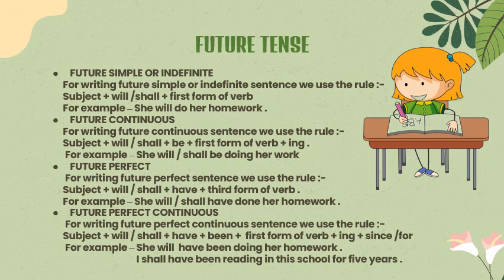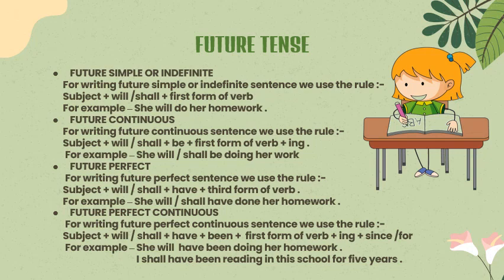Now, future continuous tense. Future continuous tense is used to express an action that will be continuing at a point in future time. For writing future continuous sentences, we use the rule: subject plus will or shall plus be plus first form of verb plus ing. For example, she will be doing her work. Another example, I shall be doing my work.